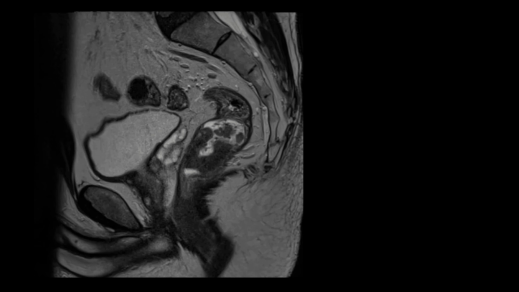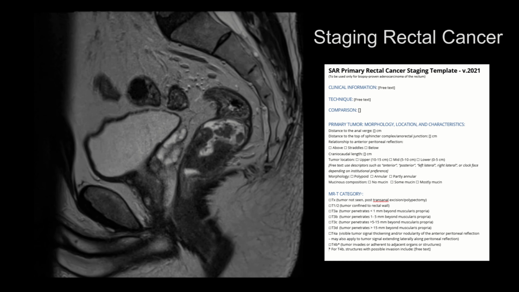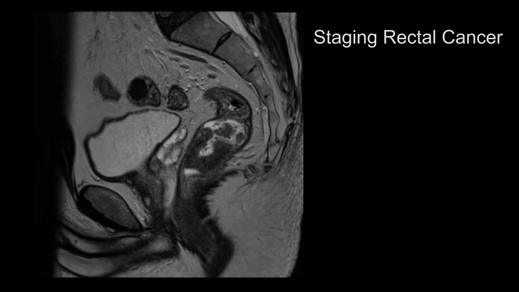Okay, so now that you know the anatomy and importance in staging rectal cancer, let's go through a step-by-step approach to stage rectal cancer and teach you what you need to know along the way, and we'll use the first case that we presented at the beginning of the talk. When reporting these cases, you should be using a rectal cancer template. The link to the SAR, the Society of Abdominal Radiology template, updated in 2022, is in the description. The template will prompt you for the things that you need to look for. So for now, focus on understanding the concepts rather than memorizing.